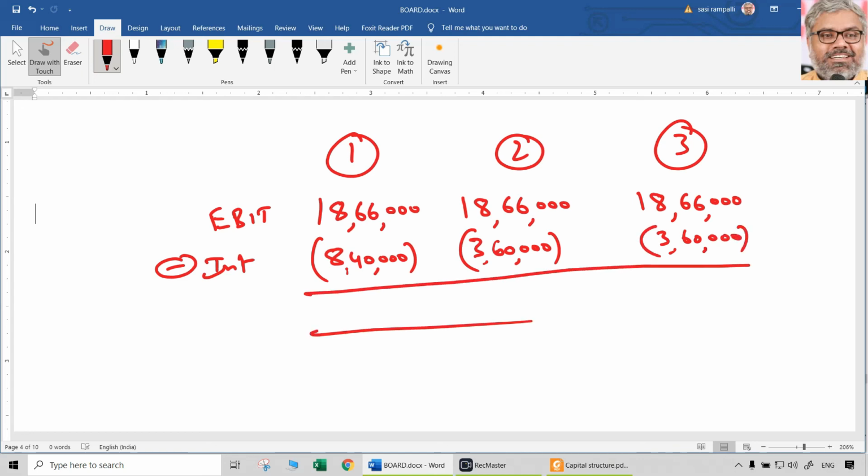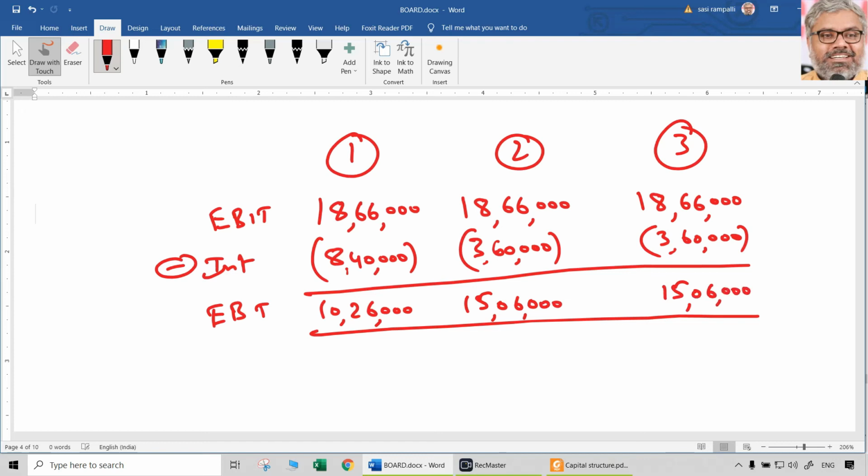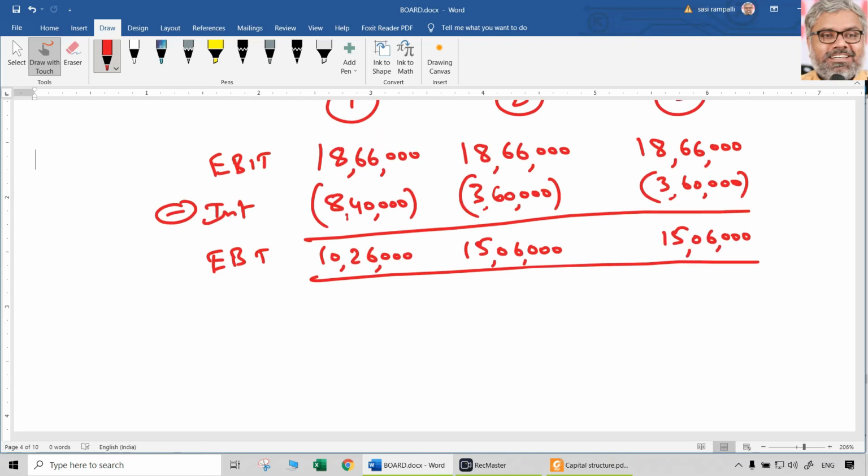Now naturally what is going to be the earnings before tax? 1866 minus 840, that is 10 lakhs 26,000. Second scenario, 1866 minus 360, that is 15 lakhs 6,000. That will be the same in the third also, because the same amounts are there.